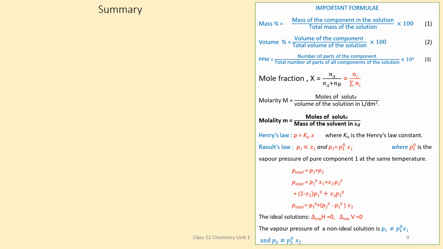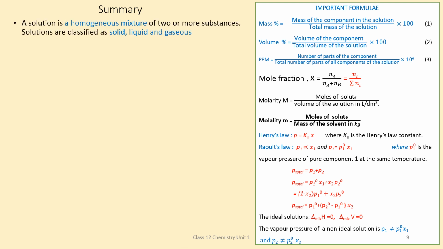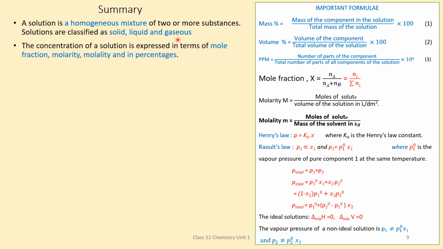Now let us quickly summarize the contents of Unit 1, that is solutions. A solution is a homogeneous mixture of two or more substances. Solutions are classified as solid, liquid, and gaseous. The concentration of a solution is expressed in terms of mole fraction, molality, and in percentage. In percentages, there is mass percentage, volume percentage, and another one which is parts per million.